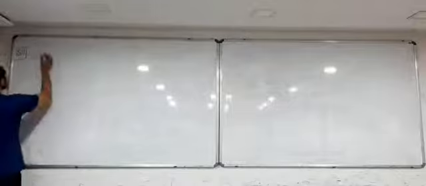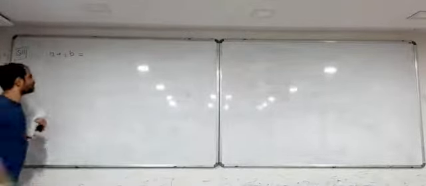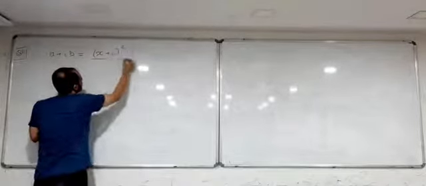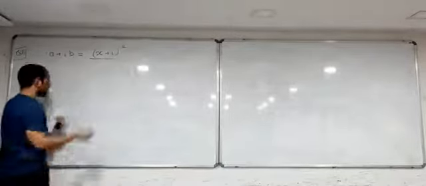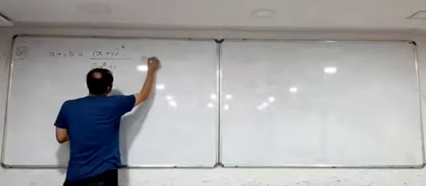So, what is the question number 11 they have given? They have given in question number 11: a plus ib is equal to (x plus i) the whole square, whole upon 2x square plus 1. Okay, and this is given.